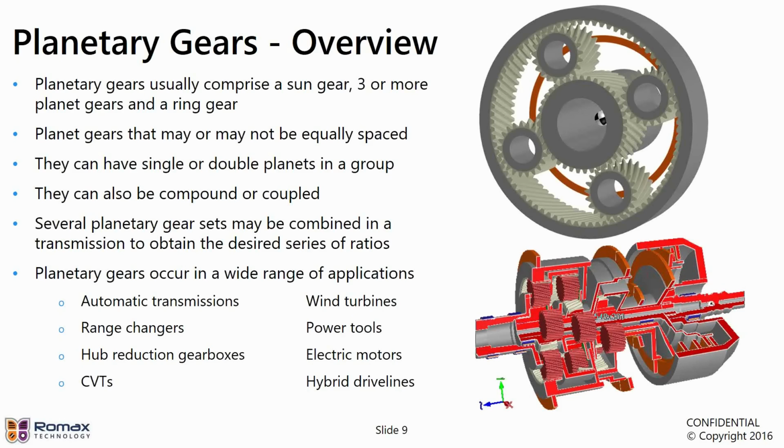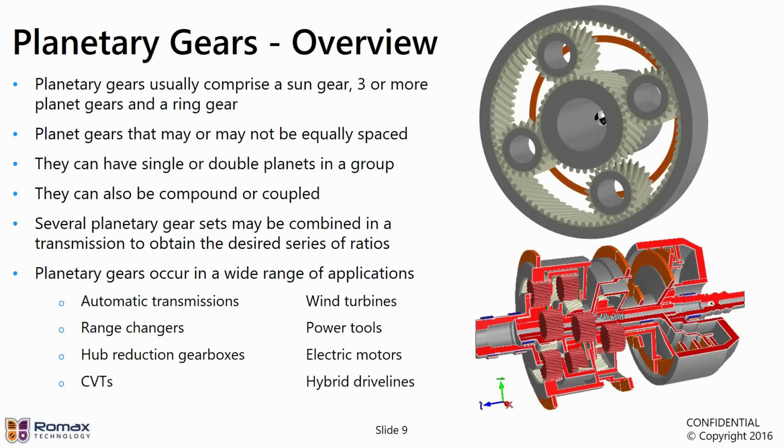There are lots of applications for planetary gears. The most common ones that we deal with are automatic transmissions and wind turbines, but obviously at Romax we see a lot of other things as well, and that includes things like range changers in automotive and off-highway transmissions, hub reduction gearboxes in off-highway for agricultural machinery and construction machinery and so on.